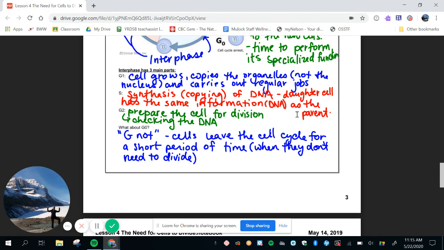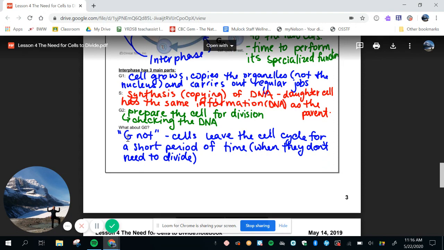If it changes over time, we have a name for that. It's called a DNA mutation. And that's essentially mistakes in the DNA. And that's really not good. We're going to talk about why, but one of the sort of big things that can happen is formation of tumors. So we'll talk about that a little later in the class. And last but not least, there is G naught.